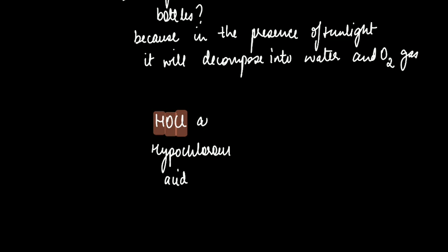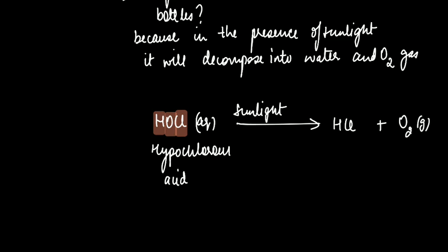So this we have to take aqueous because it's an acid. It has to be aqueous. In the presence of sunlight, this will decompose into hydrochloric acid and oxygen gas. So this is also aqueous. So hypochlorous acid decomposes to give hydrochloric acid and oxygen, right?